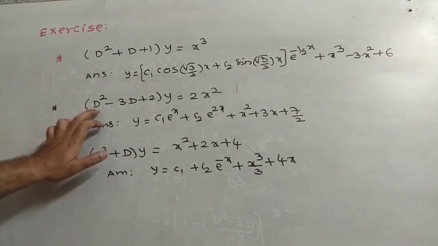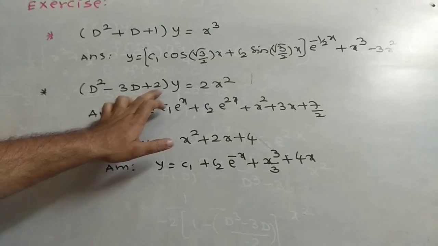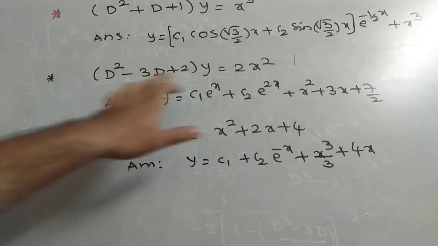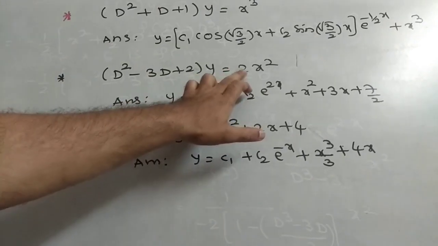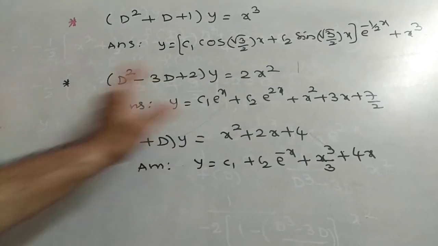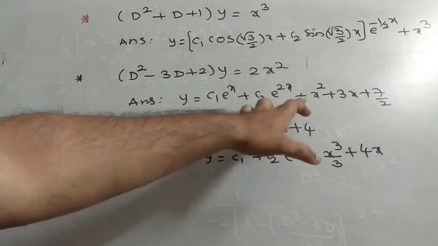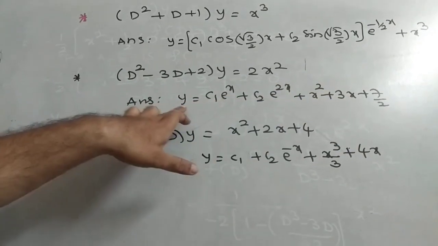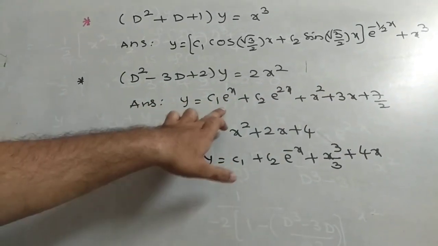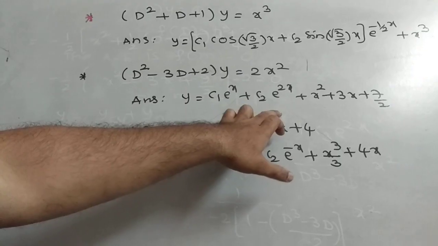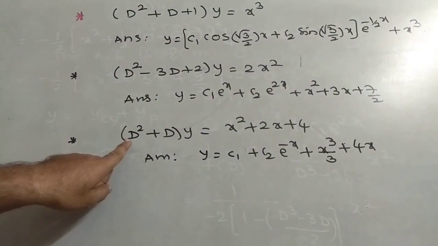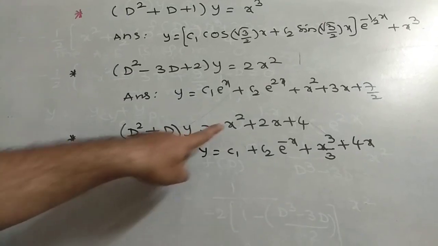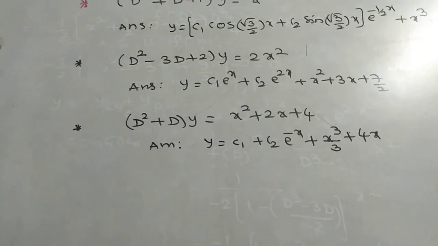Similarly, second one, (d square minus 3d plus 2) of y equal to 2x square. Yc you can anyhow calculate. While finding the yp, 2 constant you can take it left side, and only for x square you are calculating this and making the simplification. Final answer y equal to c1 e power x plus c2 e power 2x and x square plus 3x plus 7 by 2. Similarly, (d square plus d) of y equal to x square plus 2x plus 4.